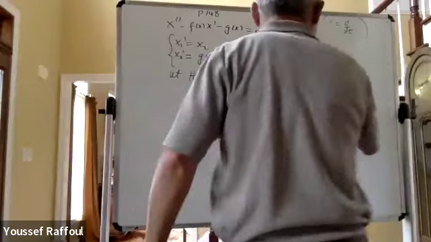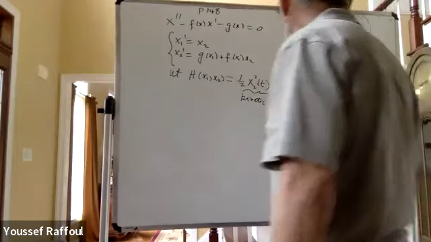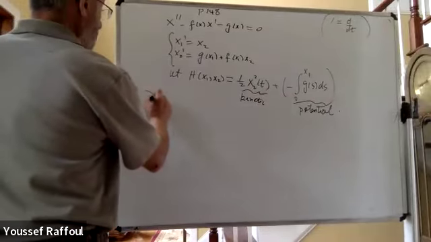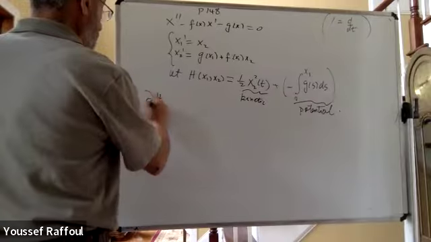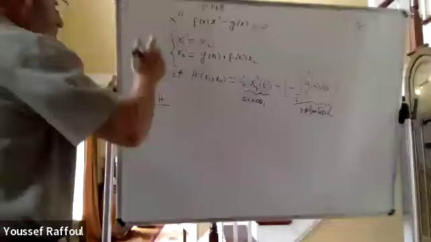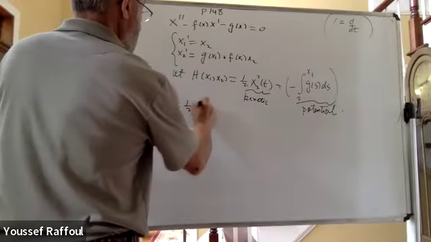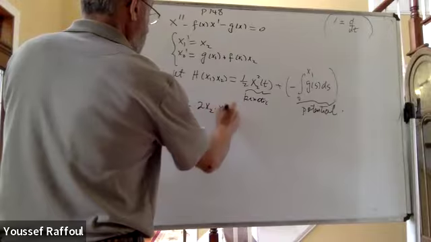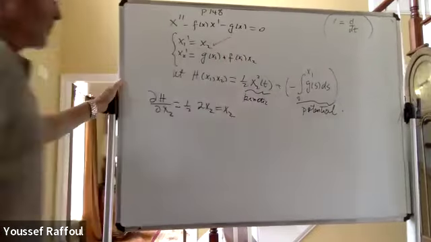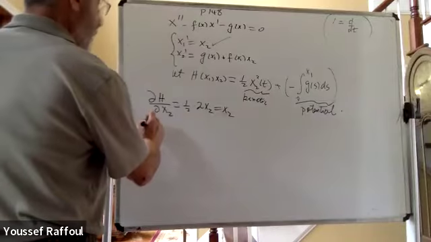This is the kinetic and this is the potential. And if I look at del H, I am looking here at del H over del x2, which is 1/2 times 2x2, and that is x2. And look at it there.